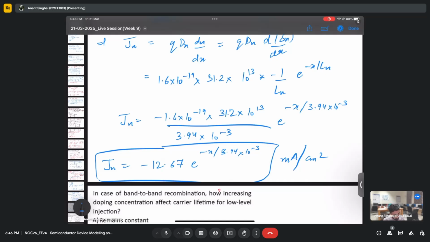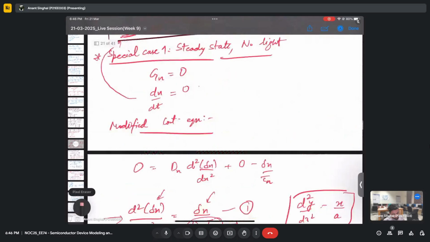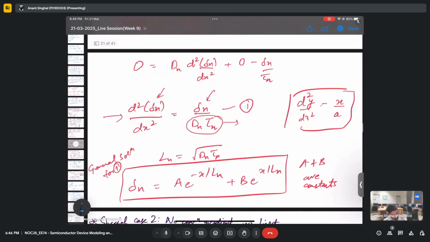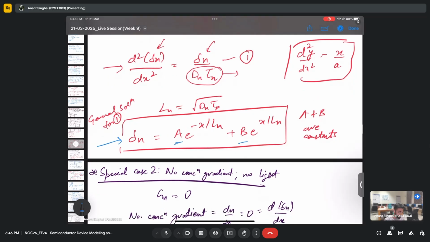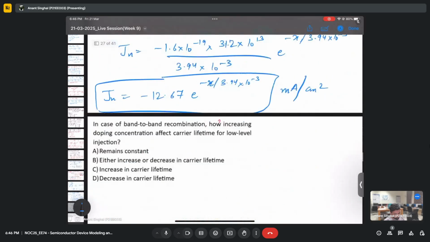It is a function of x because the concentration gradient is not zero, and this is how you find it. For each of the special cases that I have discussed, special case one was when it is steady state and there is no light. So this was the numerical for this particular case. In this derivation we came to know that this can be the general solution. Based upon the given problem we came to know that either A is 0 or B is 0. We found that B is 0, and from that we have calculated the diffusion current density.